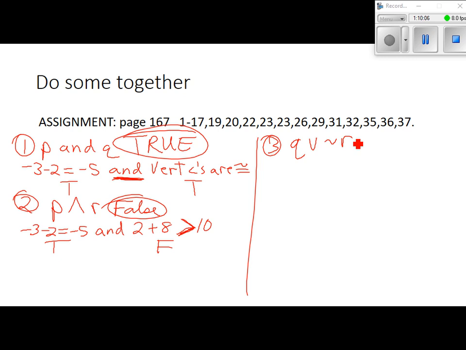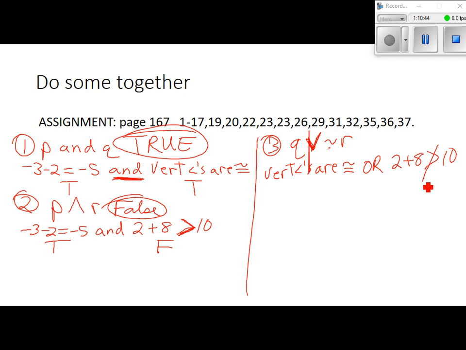What's Q? Vertical angles are congruent. Ignore that. What's this symbol mean? Or. What's R? 2 plus 8 is greater than 10. But this said what? Is not. Not R. So what are we going to do? 2 plus 8 is not greater than 10. Just put that slash through there. Could be read that way.